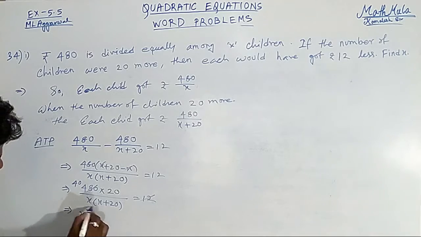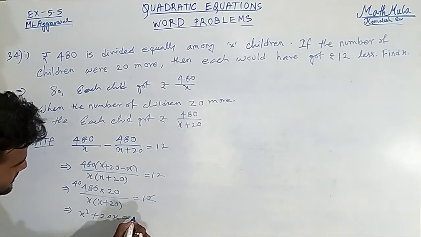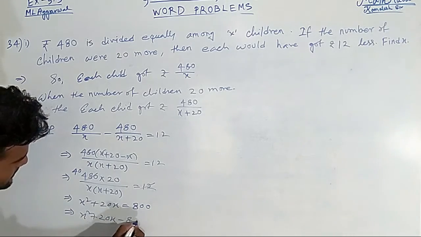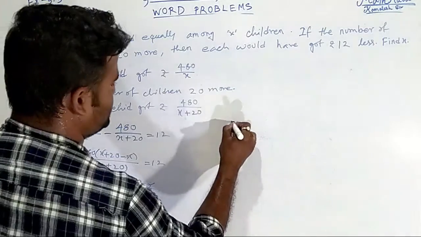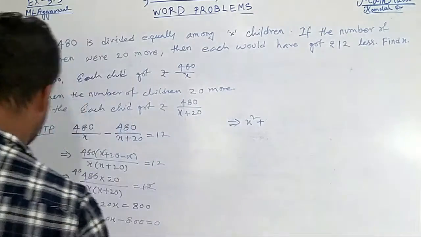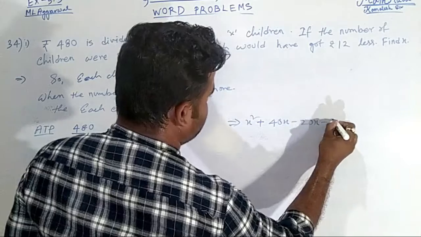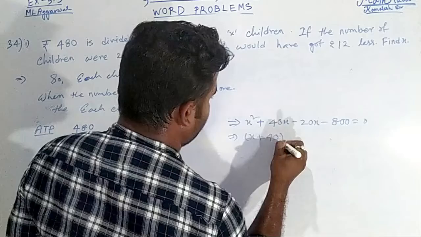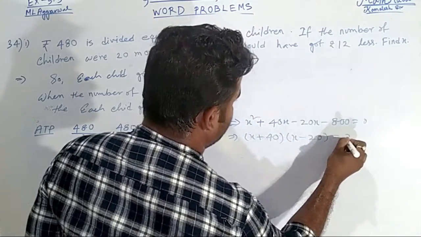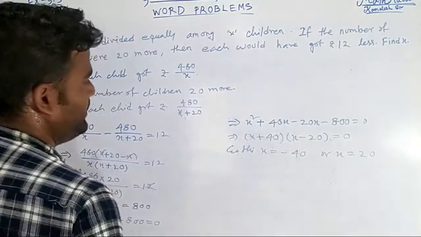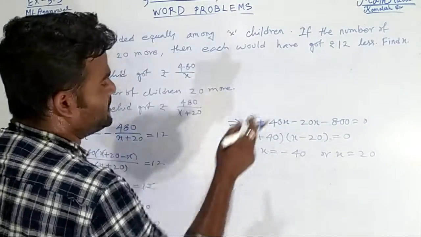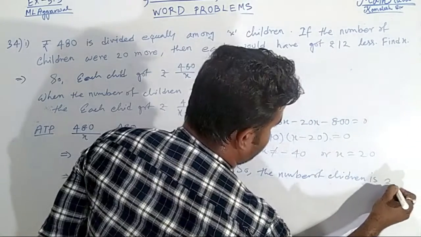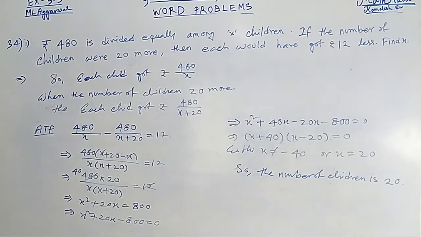That implies x square plus 20x is equal to 800. That implies x square plus 20x minus 800 equals 0. Now factorize this. x square plus 40x minus 20x minus 800 equals 0. That implies (x plus 40)(x minus 20) equals 0. So either x equals minus 40 or x equals 20. So the number of children cannot be negative. So the number of children is 20. That's it.